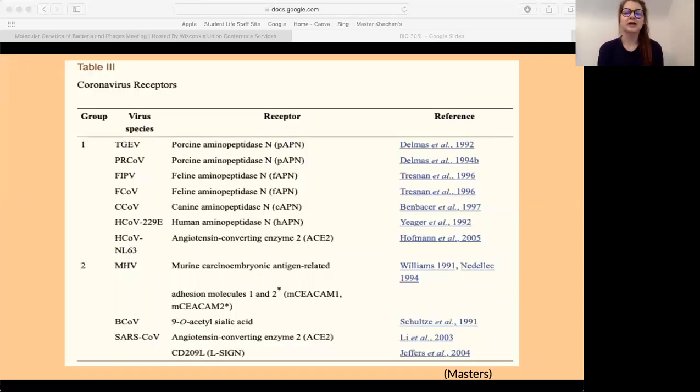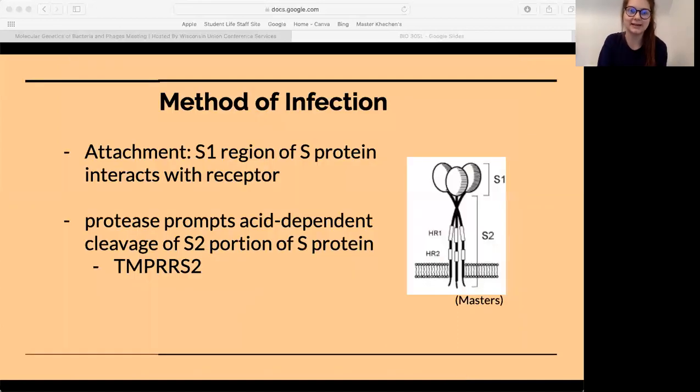Here's a table of a lot of different coronavirus receptors. And one of the main receptors here we have highlighted for HCoV, or human coronavirus, as you can see, is angiotensin converting enzyme 2. And that was one that we discussed in one of the papers we recently read and discussed with each other for this class. So I just wanted to point that out because we're all familiar with that.